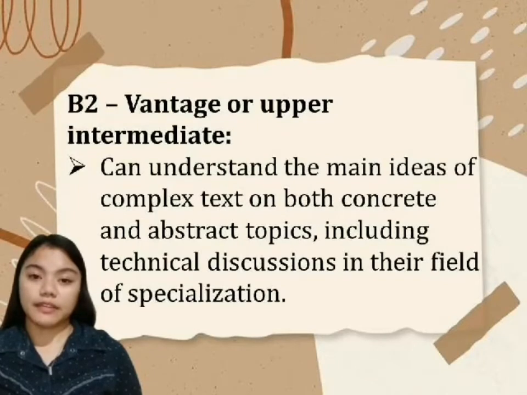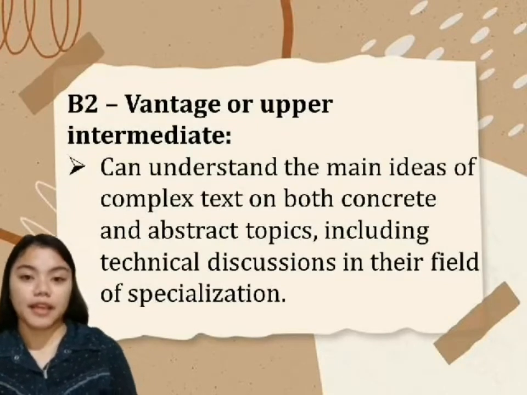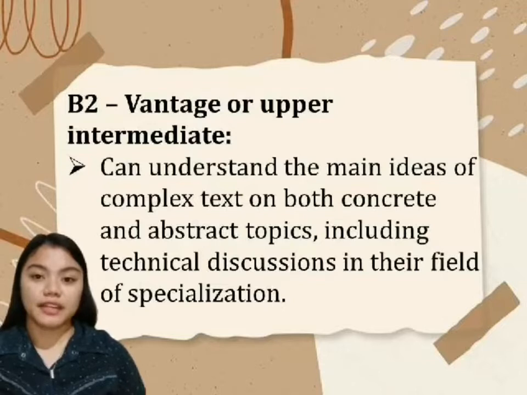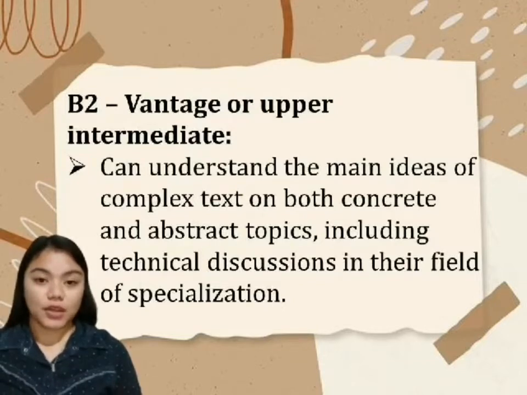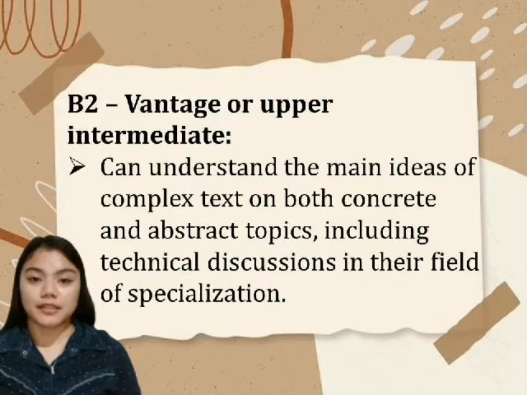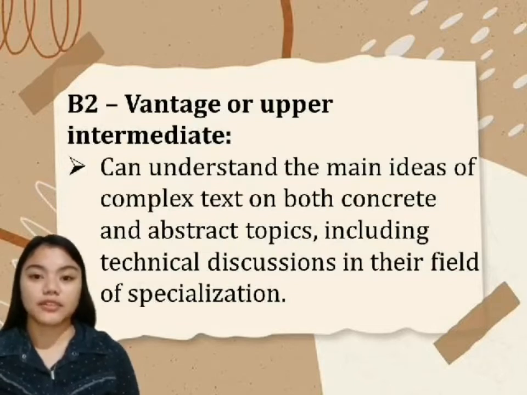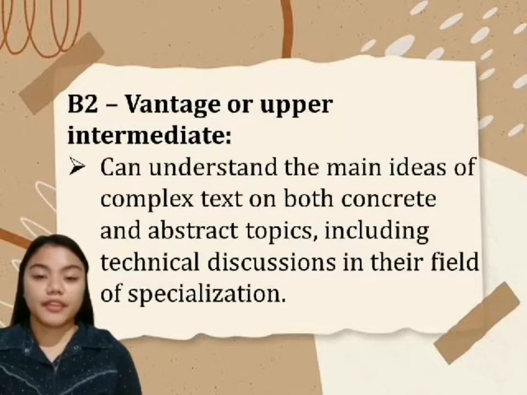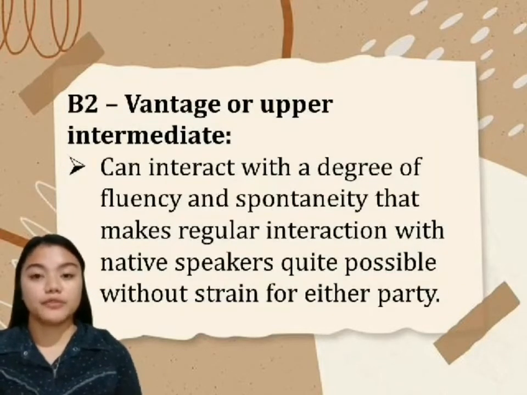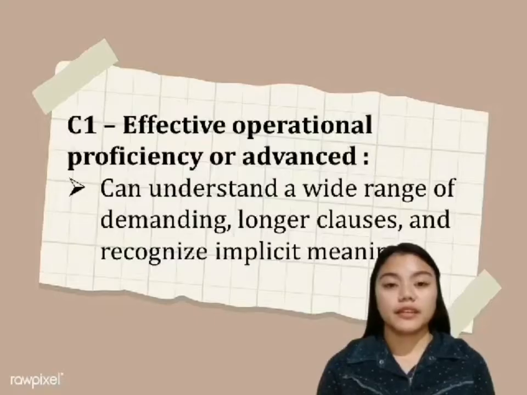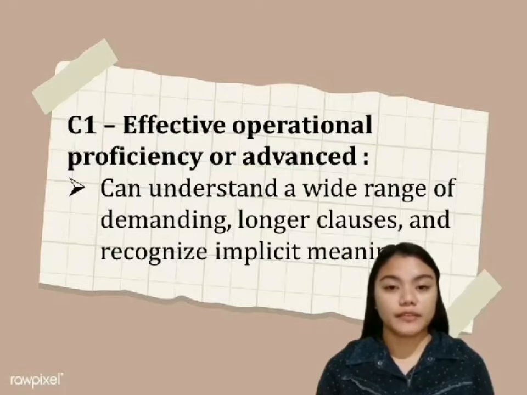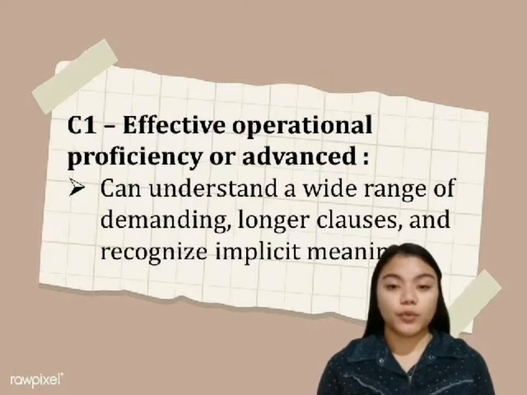The B2 are the vantage or the upper intermediate, who can understand the main ideas of complex text on both concrete and abstract topics, including technical discussions in their fields of specialization. They can also interact with a degree of fluency that makes regular interactions with native speakers quite possible without strain for either party.